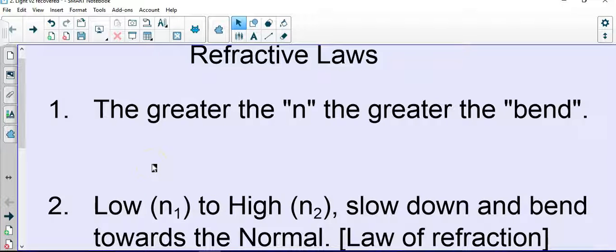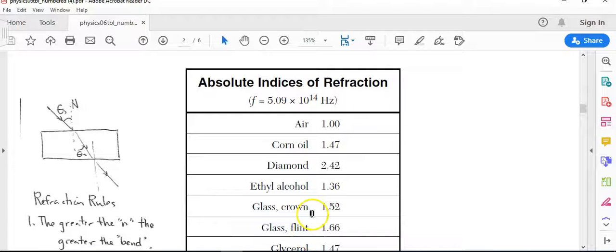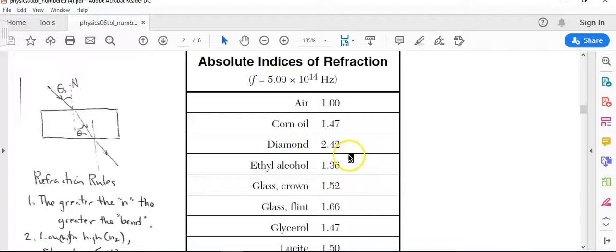You will recall that the first refractive law was the law of the index of refraction, and it had the handy mnemonic, the greater the n, the greater the bend. And n values are found on the physics reference table in this chart. You should recall that the lowest value is 1 for air or a vacuum, saying that the speed of light in the material is judged against its speed of light in air or a vacuum.